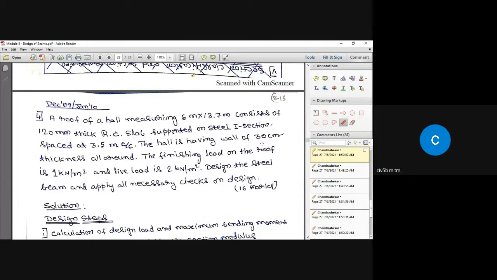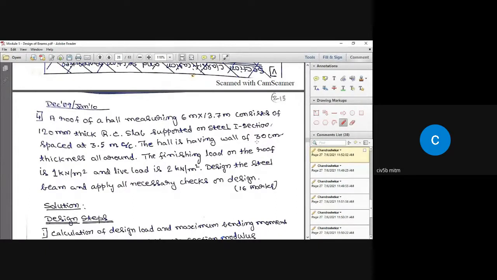So again, this is a typical design. When we solved the previous problem, the first problem, the UDL was given. That was the factored uniformly distributed load: 6 meter span, uniformly distributed load of 25 kilonewton per meter. We had to find out the design bending moment. But in this case, we need to calculate the load first. The load is not given, but all the details of the hall are given.